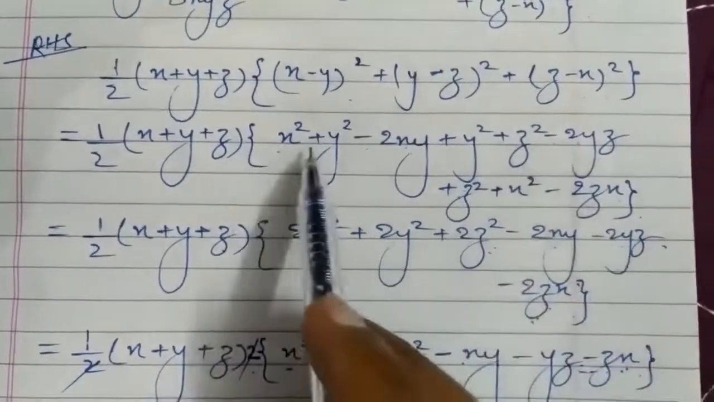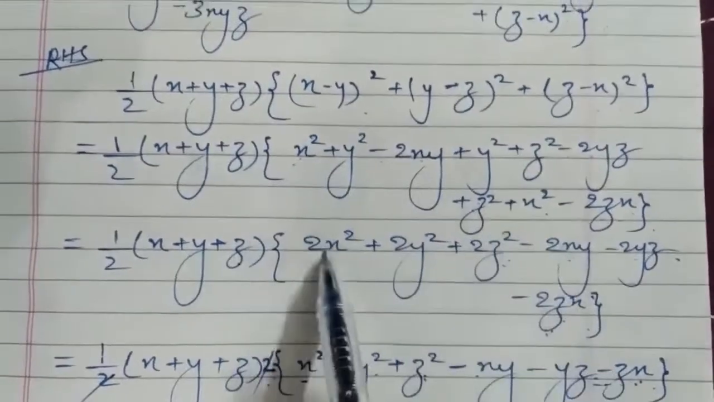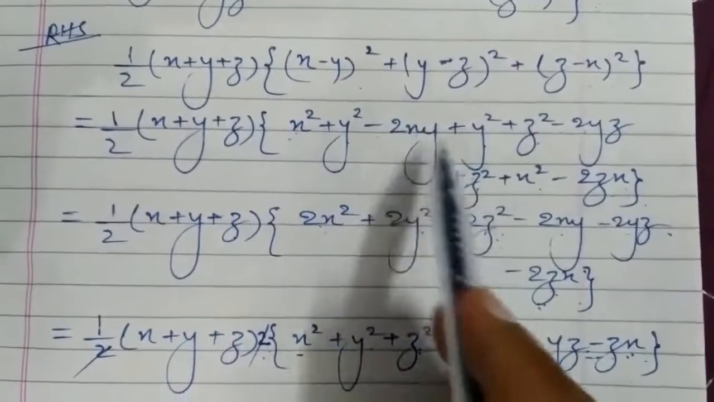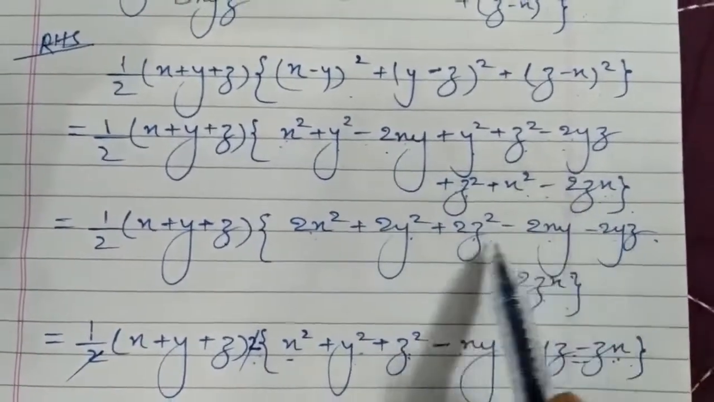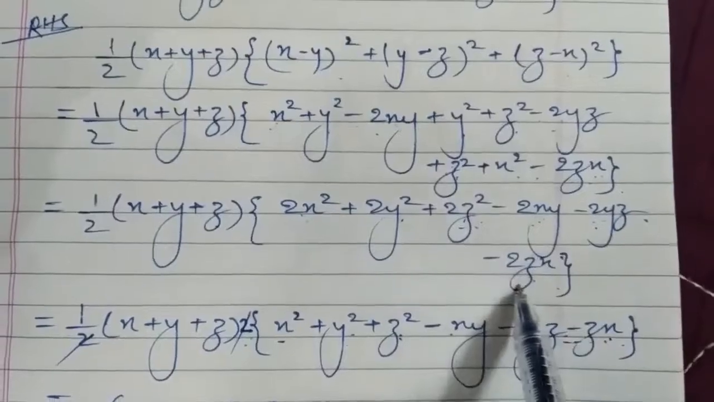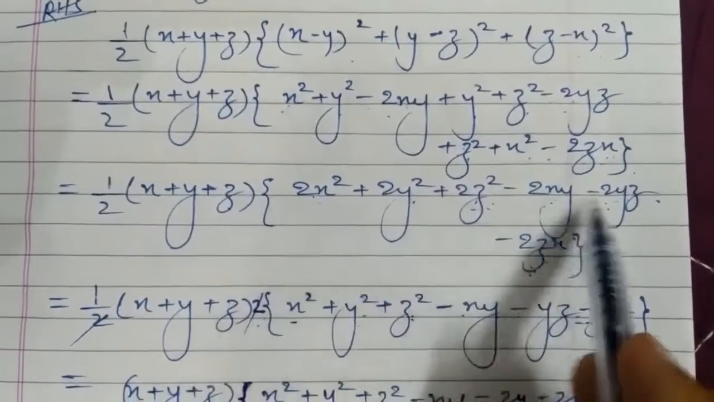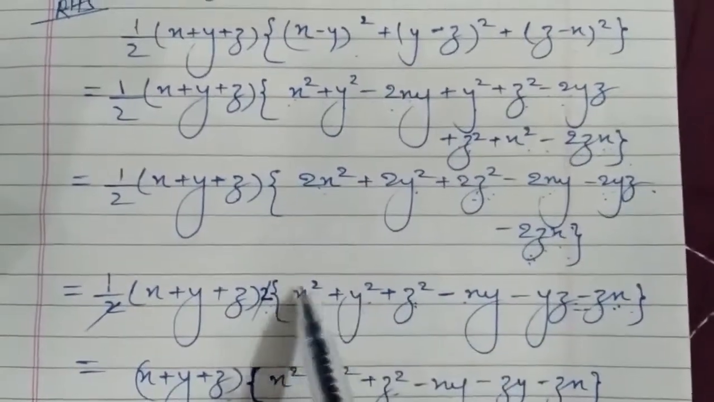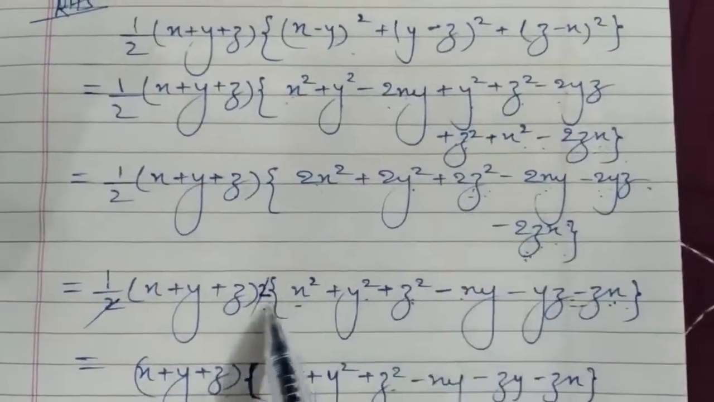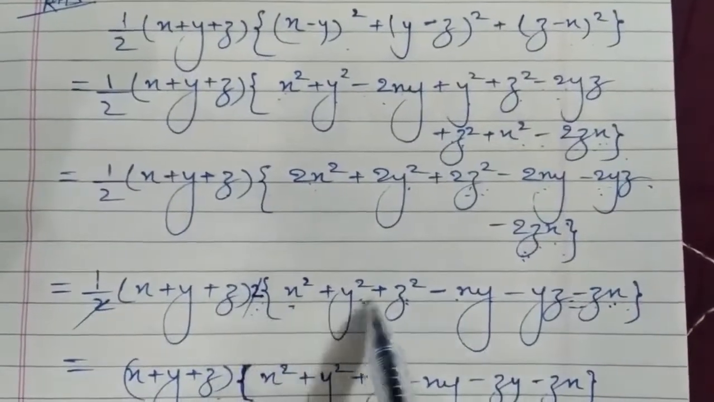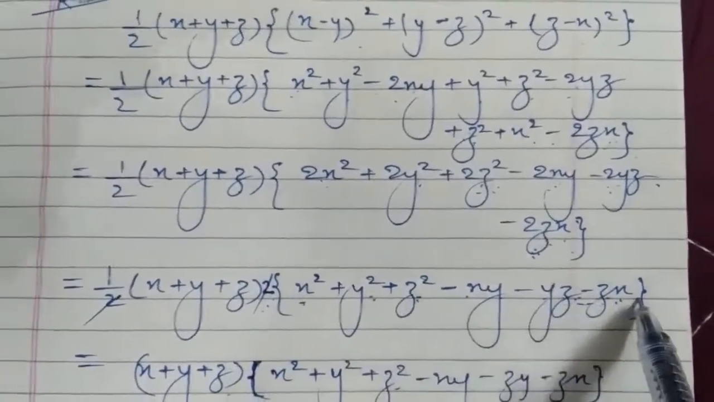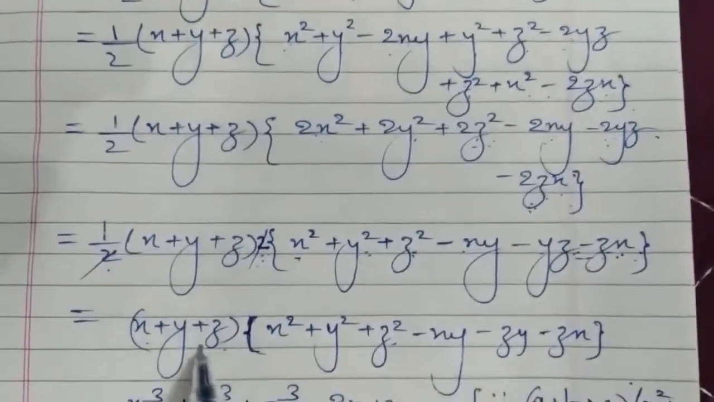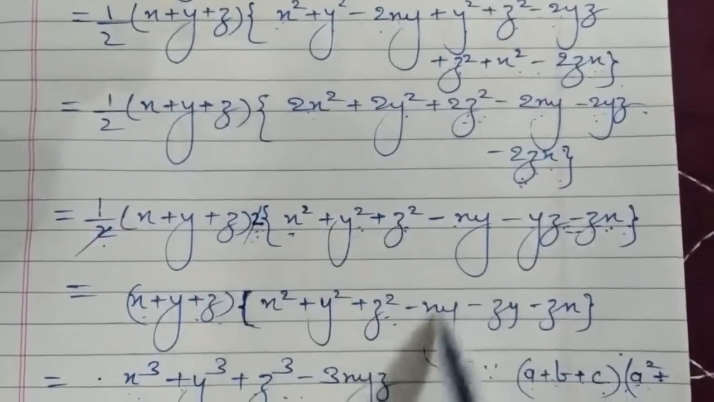Now solve this bracket, you get x square plus x square, 2x square, y square plus y square, 2y square, z square plus z square, 2z square, minus 2xy minus 2yz minus 2zx, as it is, you write down here. Fine. You see 2 is coming in each term, so you will take 2 common from this bracket. Now x square plus y square plus z square minus xy minus yz minus zx is remaining here. 2 will be cancelled by this 2. You will get (x plus y plus z) into (x square plus y square plus z square minus xy minus yz minus zx).